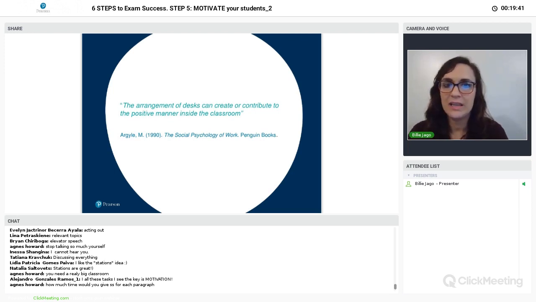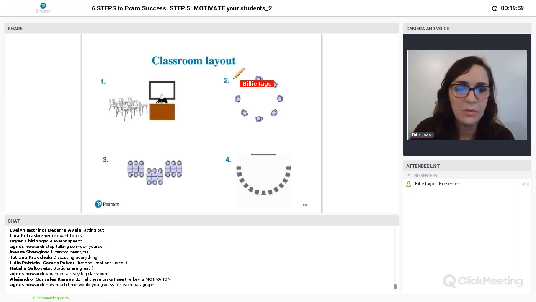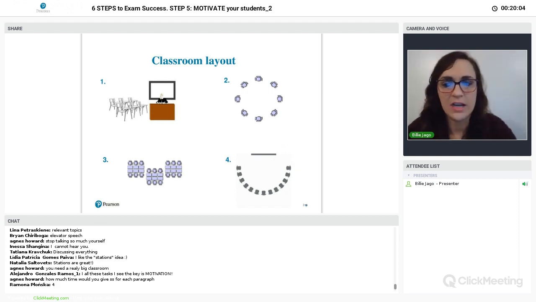Just by looking at these 4 pictures, of course we've all got different sizes and classroom restraints, but from these 4 pictures, which of these do you think would be the best classroom layout or the best setup of a classroom? So we've got 1, 2, 3, and 4. If you could just write your answers in the chat box.